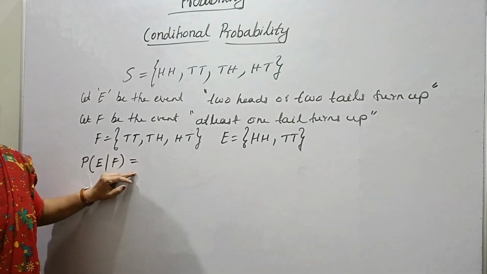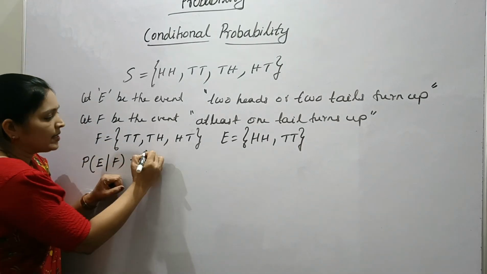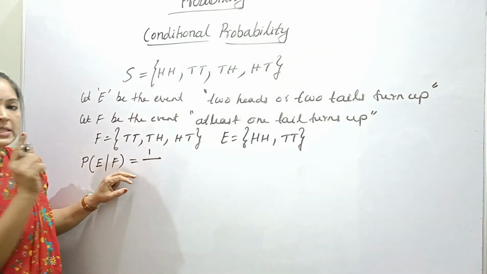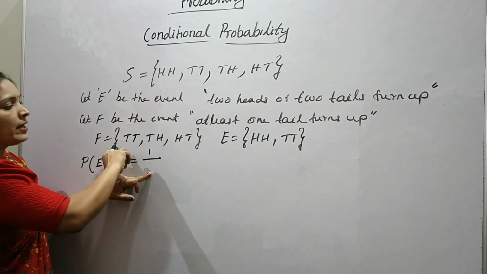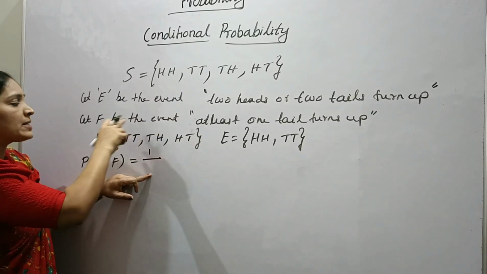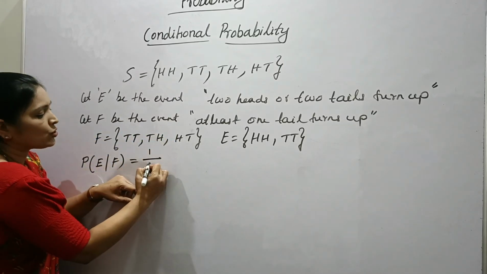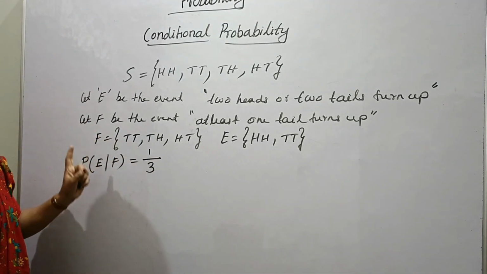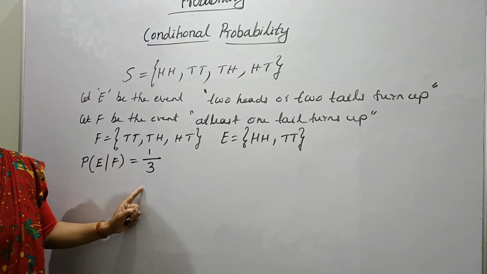So TT, see, probability is nothing but a number. That is only one element, right? So 1, that is the number of favorable outcomes, divided by total outcomes. Here, total means the number of elements in F, the given event. So 1, 2, 3. So 1 by 3. That is, probability of E given F is 1 by 3.